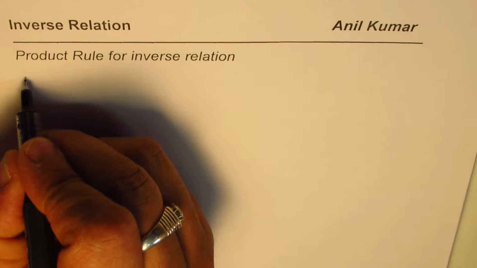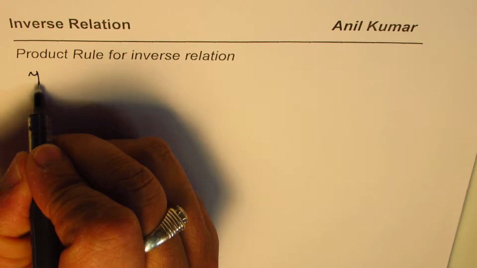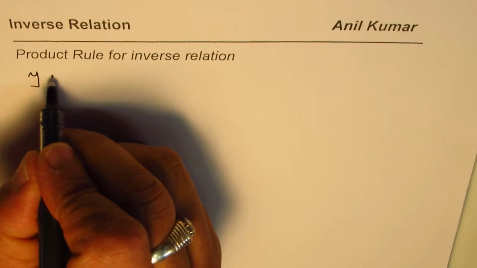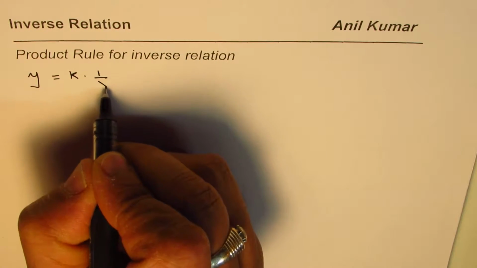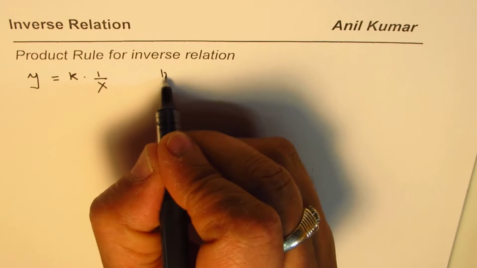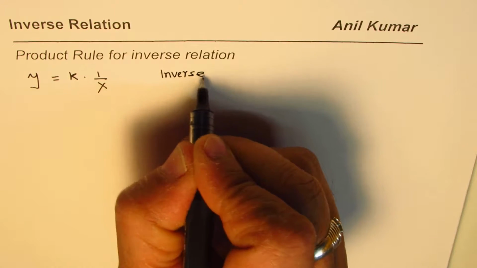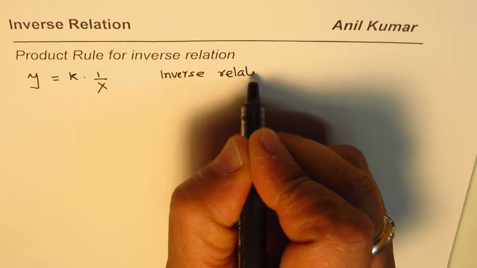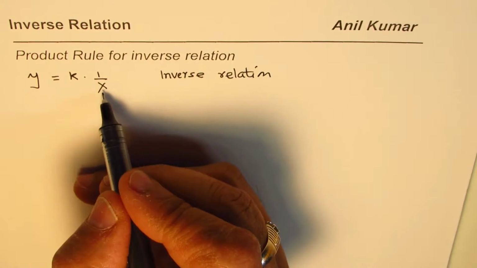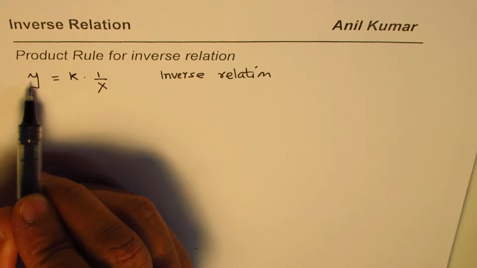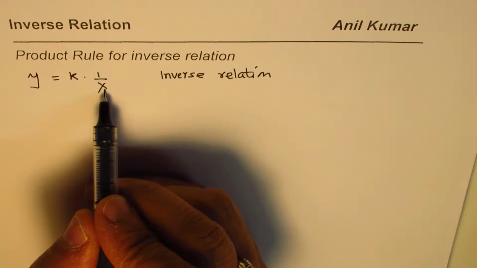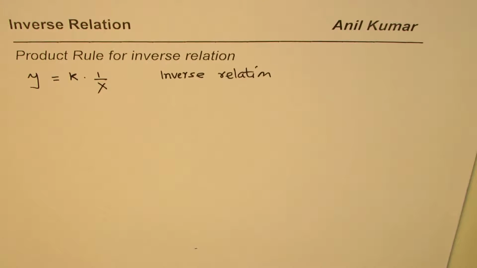We understand that x and y having an inverse relation really means that y equals some constant times 1 over x. That is the equation for inverse relation. Now, if x is a high value, we'll get a lower value of y. If we have x as a small value, we'll get a higher value of y. So that is the inverse way of looking at it.